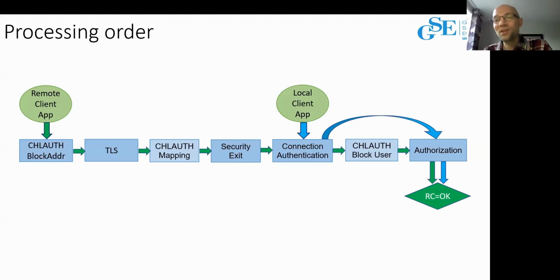After that, now that we know the user ID that we're going to use for this connection, finally we look at the channel authentication rules to see if it's been configured specifically to block certain user IDs from connecting. And if it hasn't, then we have passed all the authentication checks in the queue manager, and we're on to now using the user ID that we have assigned to this connection for authorization checks in the queue manager, which will be whether the application is allowed to actually connect and open queues and so on.